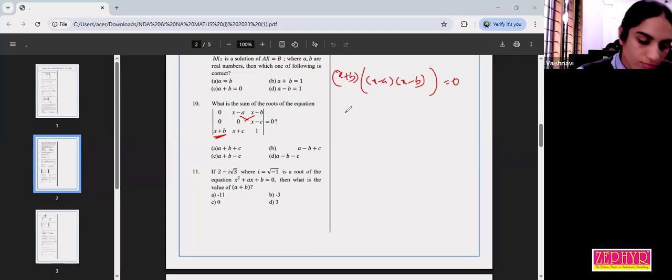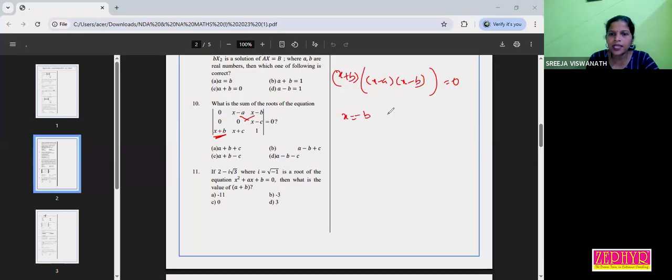That is, we get the roots: x is equal to minus b, x is equal to a, x is equal to c. Now the sum of roots: a minus b plus c. Okay. Option D. Any doubt? Okay, next question.